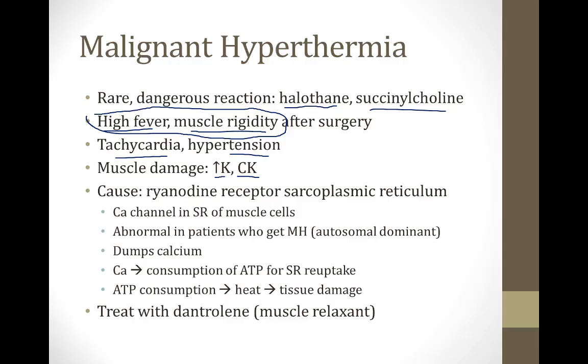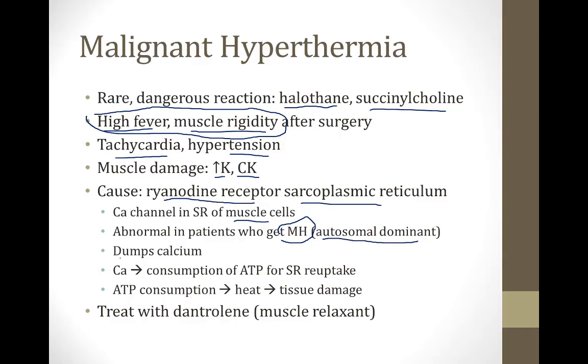And we think this happens because patients have a problem with something called the ryanodine receptor on the sarcoplasmic reticulum. This is a calcium channel in the sarcoplasmic reticulum of muscle tissue, and it's abnormal in patients who get malignant hyperthermia. We think it may be passed down in an autosomal dominant fashion.